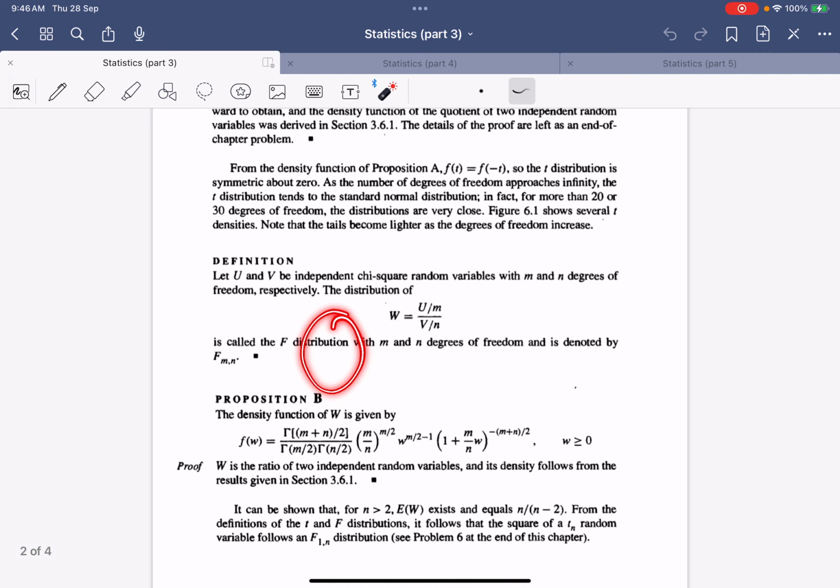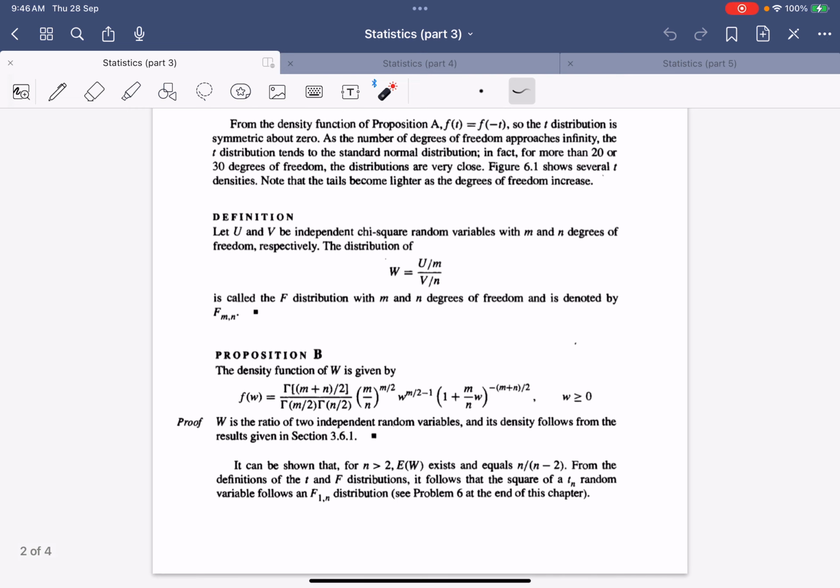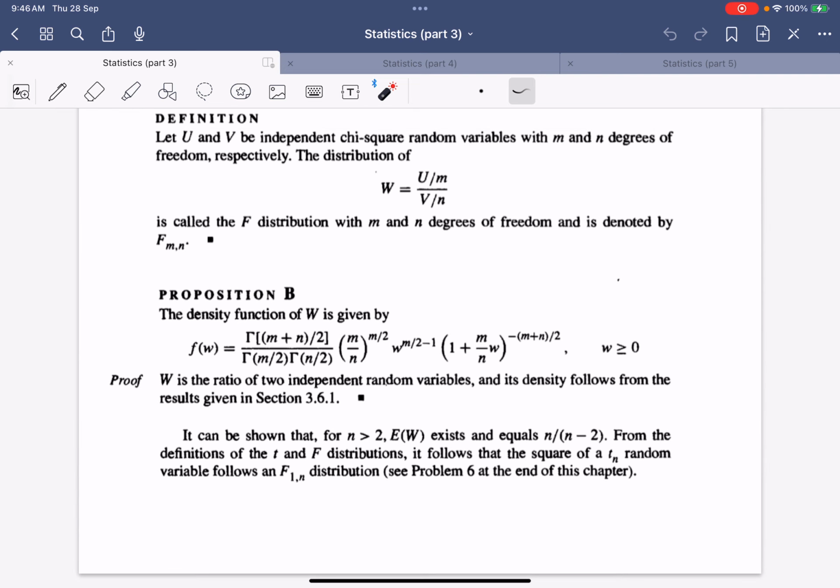And the F distribution is when you take 2 chi-squared, you divide each by its degrees of freedom, and you divide them by each other, then that's called an F distribution. Again, the density function is very complicated, and the details are left in the textbook for your own reading. What's important to know for the F distribution is that the expectation exists and equals n over n minus 2. And from the definition of the T and F distribution, it follows that the square of a T distribution actually follows the F distribution.